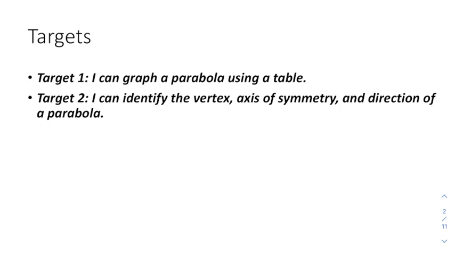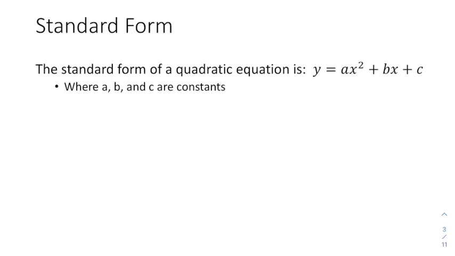Lesson 1, where we'll be talking about the graph of a quadratic and some of the key pieces of that graph. A reminder of some vocabulary you should already be familiar with. Standard form of a quadratic equation is when you write the quadratic in descending order of degree. So you start with the x squared term, then the x term, and then the constant term.